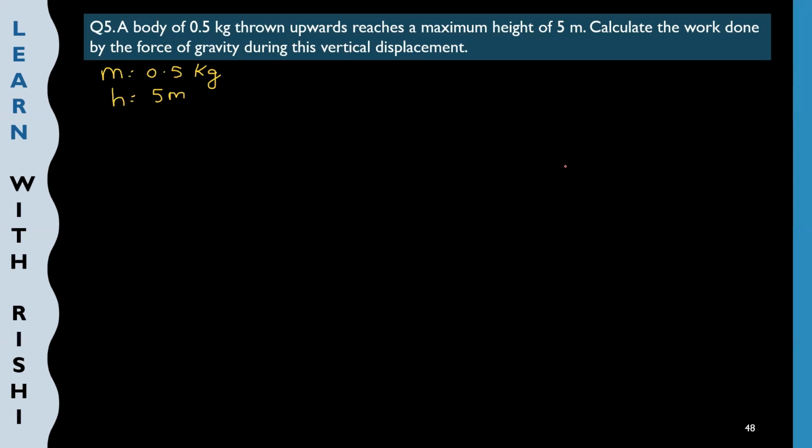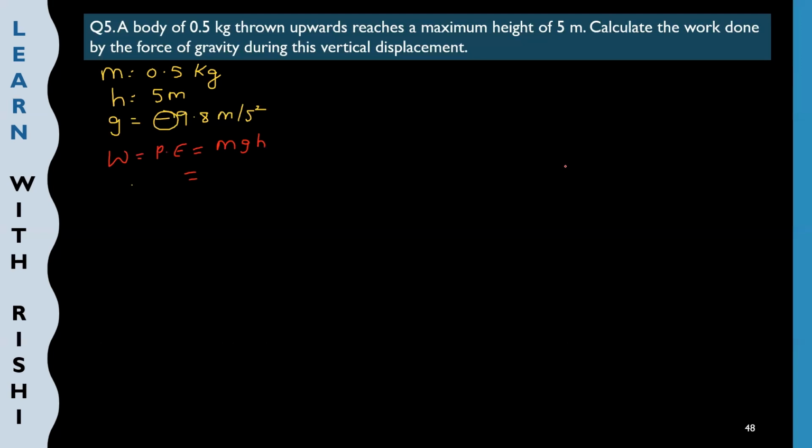Vertical displacement means from the ground till the height 5 meter. So the body is displaced from ground till the height 5 meter against gravitational force. So here we'll consider the value of G as minus 9.8 meter per second square. Here the minus indicates that the work done is against the gravitational force. So here we'll consider the value of G as negative. So work done will be equal to amount of potential energy stored, that is mgh.